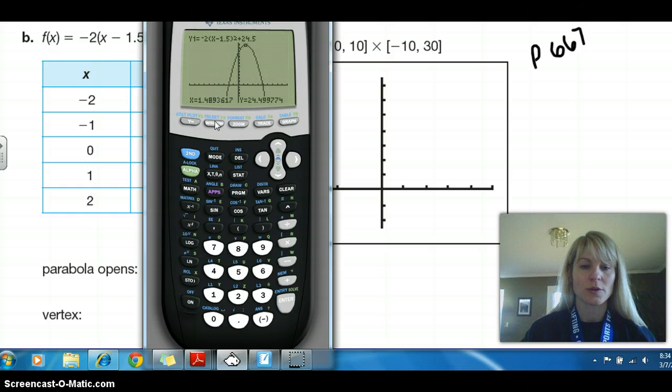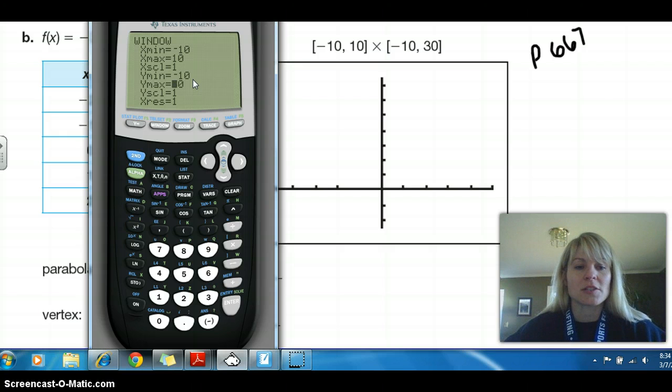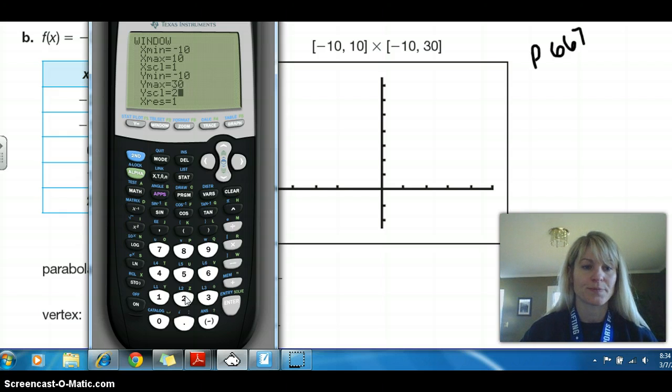So you want to go to your window here, and it tells you that the x value should be negative 10, which we have already. And then the y minimum should be negative 10, but you should change the y maximum to 30. And then you might want to change the scale, since we have 40 increments between negative 10 and 30. So we might want to go ahead and just change this to 2.